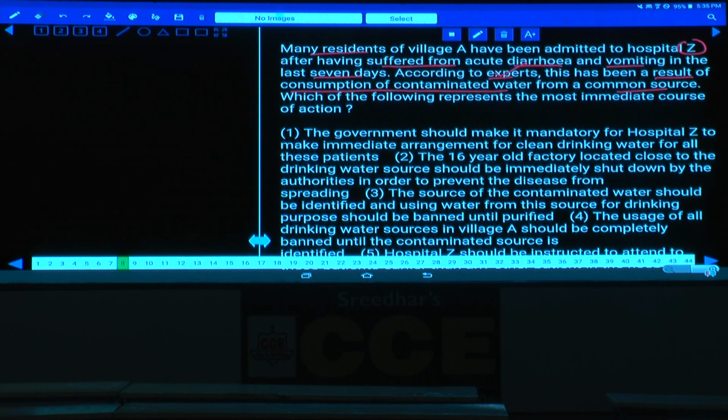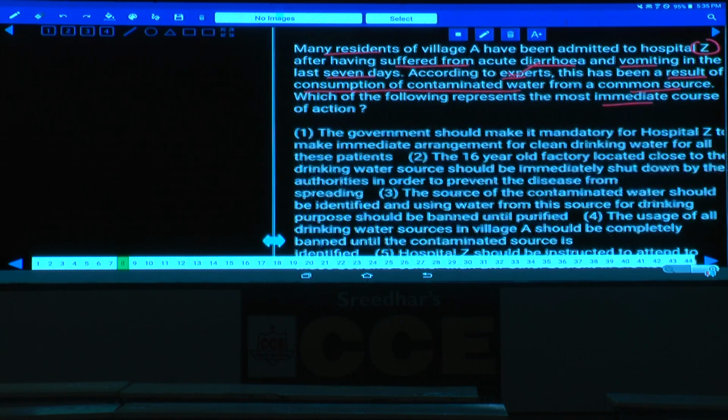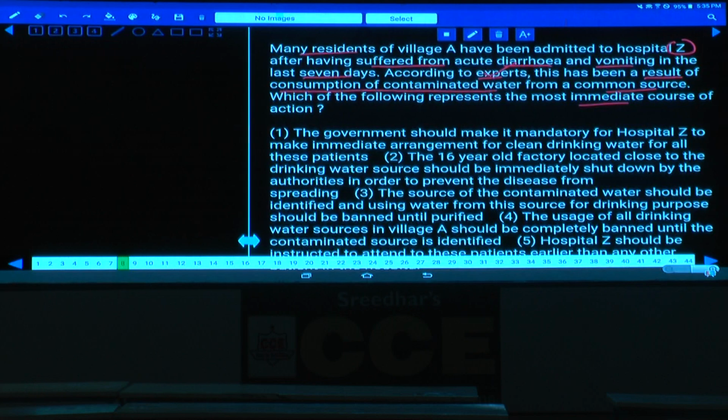Then which of the following represents the most immediate course of action? Now course of action means a problem is there. What is the problem here? The problem is contaminated water, isn't it? Now what should be the solution to this one? The solution means this water should be purified, isn't it? Now your solution should be related to the contaminated water. Then tell me among the given choices, which choice is talking about this purification of water?